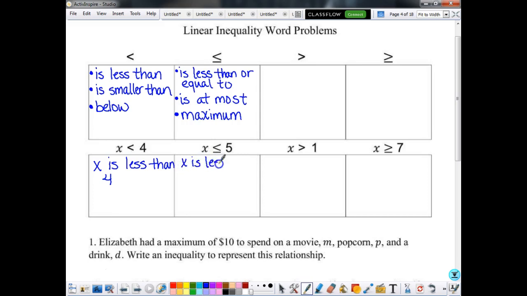X is less than or equal to 5. Another way you could say it is x is at most 5. Okay, this symbol is greater than, so that's one of the phrases you might see, is greater than.